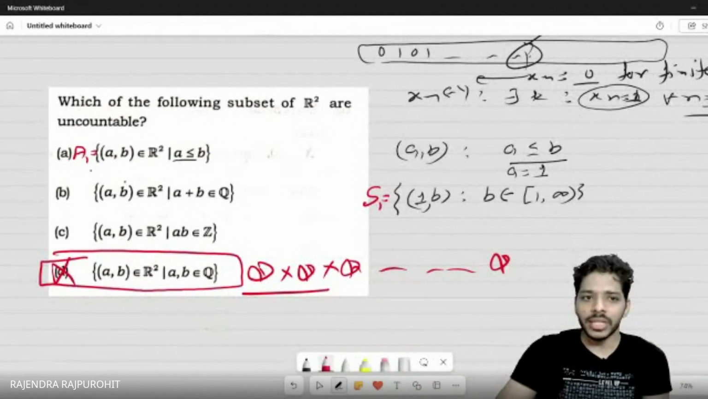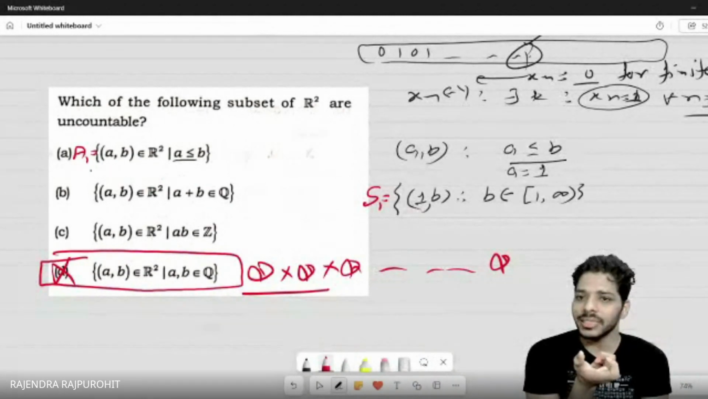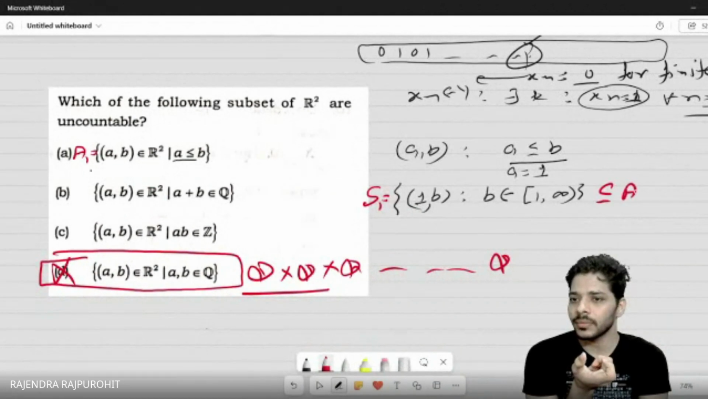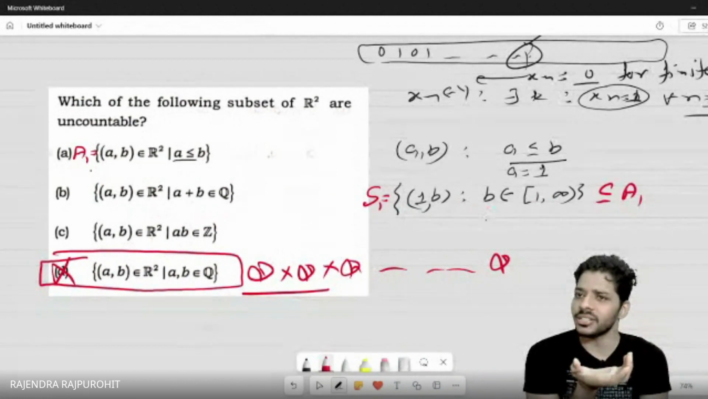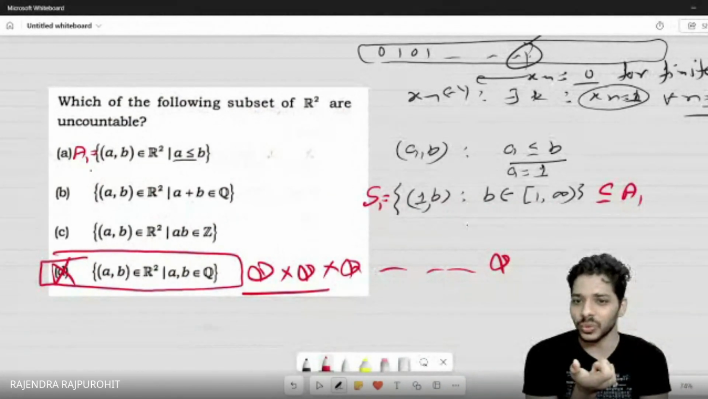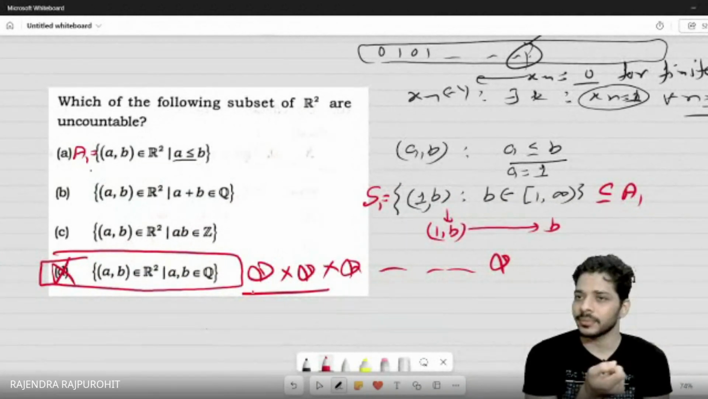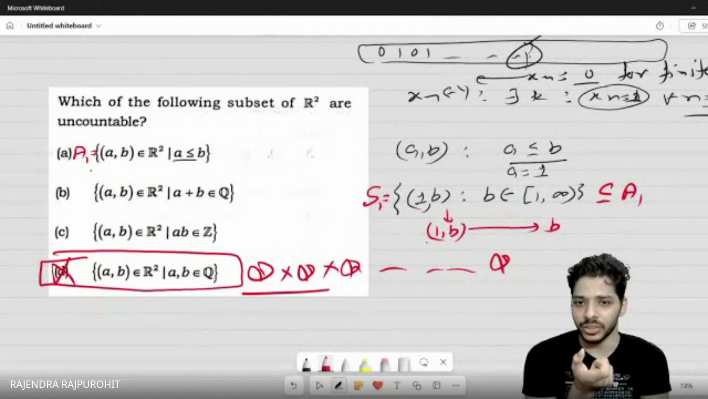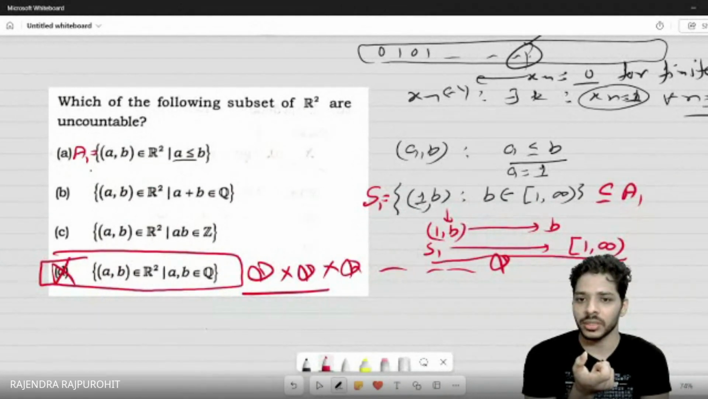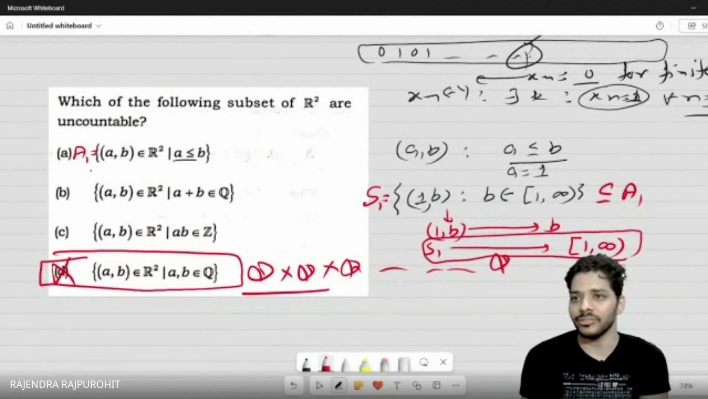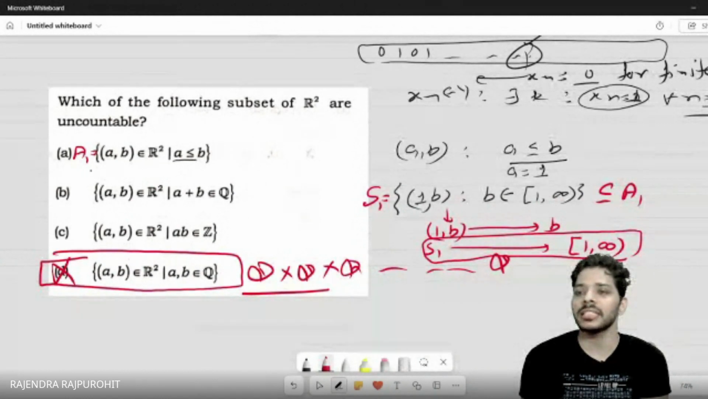Right? You can easily see that this S1 is actually a subset of A1. Obviously, because this satisfies the condition. Now you can show that you take any element from here, like (1, B) type of element, and map it to B. This is a function from your set S1 to the interval (1, infinity). You can easily show that this map is actually one-one onto, hence a bijection.